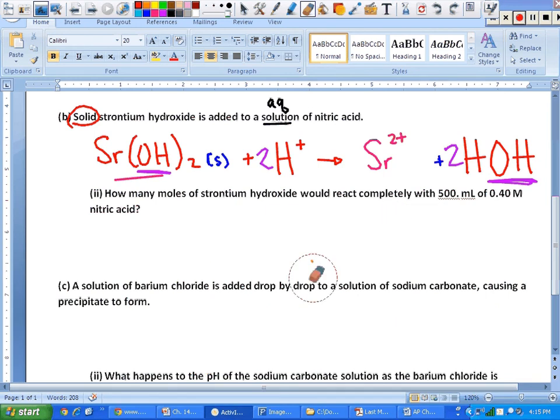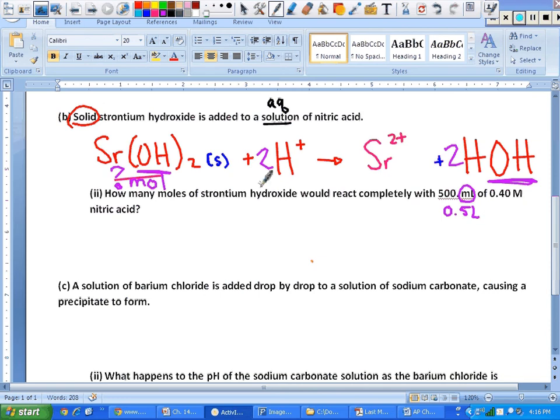0.5 liters of a 0.4 molar nitric acid. So I have, now, liters times molarity gives me what? Moles. So how many moles would that be? 0.5 times 0.4? So that's right. 0.2 moles. All right, so right here I have 0.2 moles.